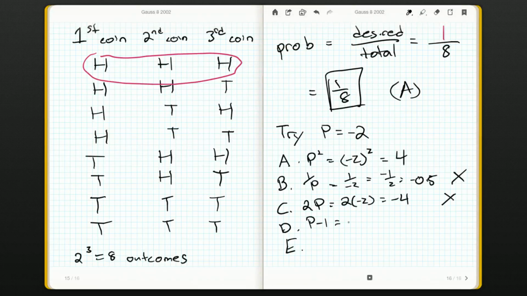So p minus 1, negative 2 minus 1, well that's negative 3. Because we got a negative answer for just a single negative number, that completely rules out D as a possible answer. And now p cubed, negative 2 cubed, we work that out as negative 8. So we were able to rule out B, C, D, and E. That means that by process of elimination, A has to be the right answer.